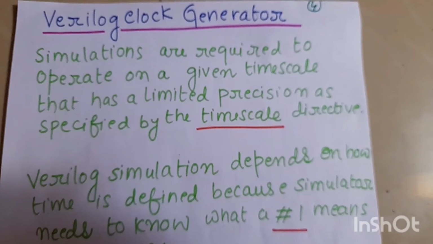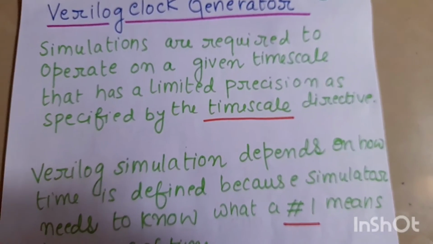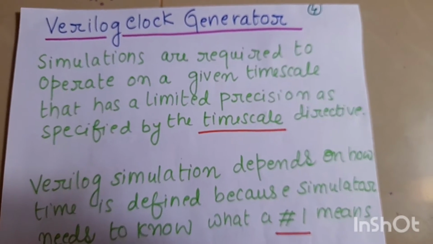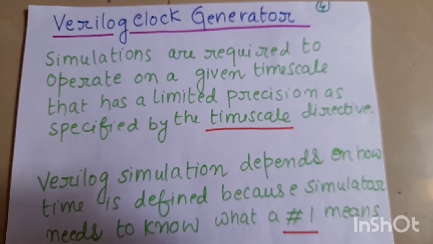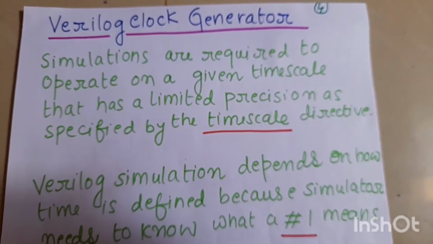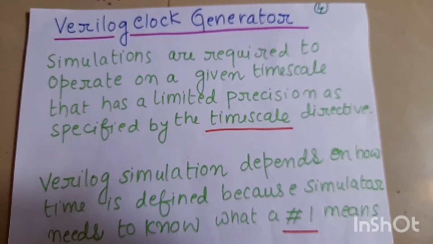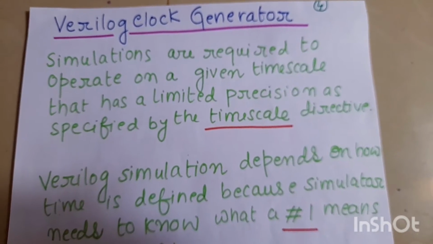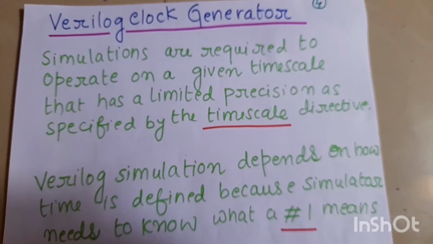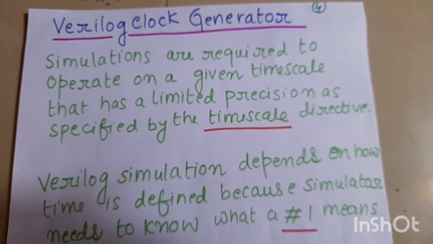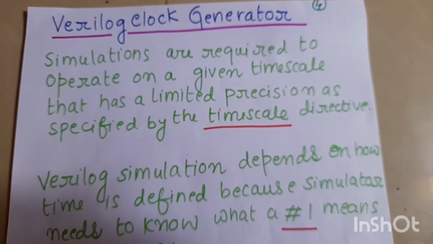Verilog code of clock generator. So now what will we do? We will write the Verilog code for the clock generator. In order to write the Verilog code, we also need to know the simulator for which we are writing the Verilog code. And Verilog code on a particular simulator runs on a timescale directive.